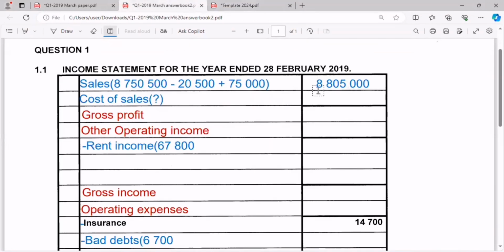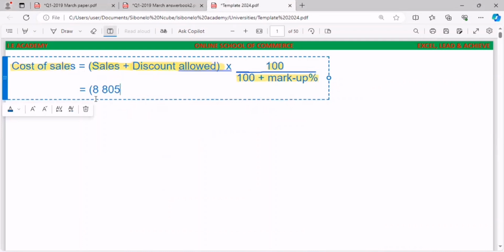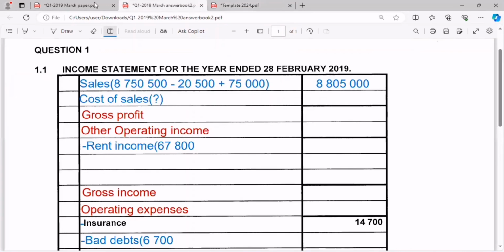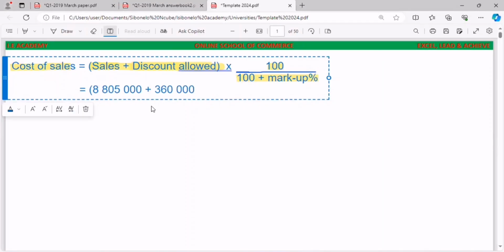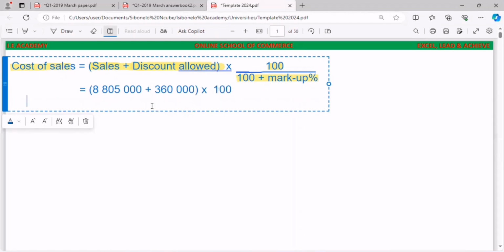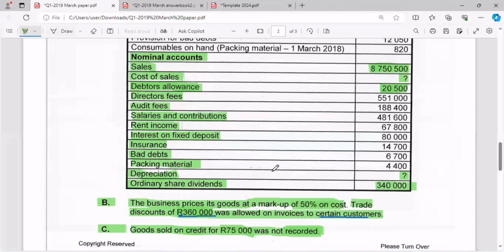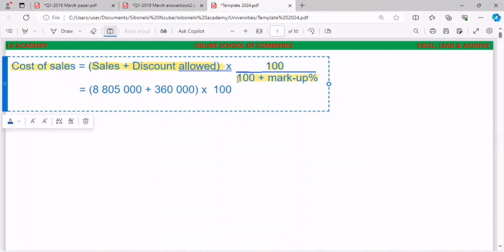So the adjusted sales figure is 8,805,000. And then in this question, we have discount that was granted, discount allowed. So the amount for discount granted is 360. So we're going to add this amount of 360. So we add 360,000 and we multiply this by 100 over, guys, remember the markup is 50. So just to confirm, the markup is 50%. So we're gonna have 150 as our denominator. So it's 100 plus markup of 50. So 100 plus 50, that is 150.